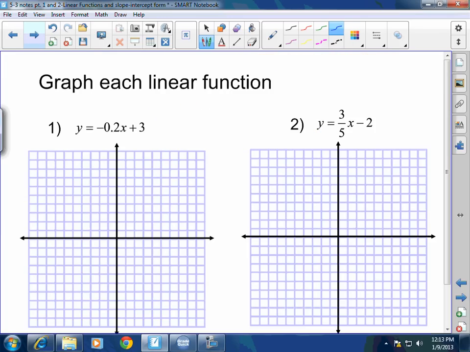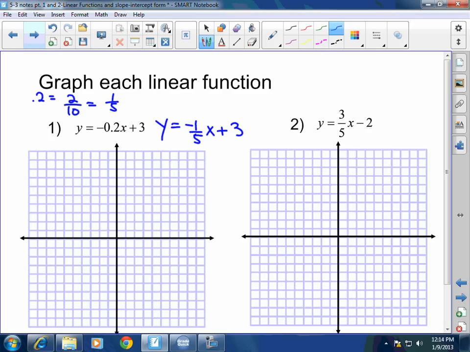All right, let's continue. Y equals, whoa, negative 0.2. Whoa, what? What's that? How do we convert 0.2 to a fraction? Because we need a fraction as a slope, not a decimal or a mixed number. Right, 0.2 is 2/10, isn't it, guys? Yes. Which is 1/5. So this is y equals negative 1/5 x plus 3.